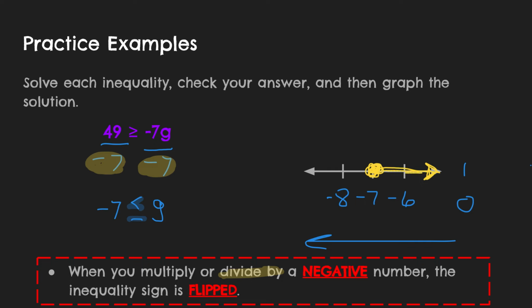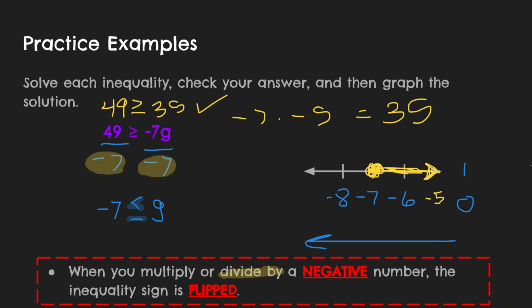And for us to check, we can put any number that's greater than that. So if we wanted to put negative 5, for instance, because negative 5 would be right here, we could do negative 7 times negative 5, and that would equal 35. And so then we would say, well, is that true? Is 49 greater than or equal to 35? We would say, yep, sure is.